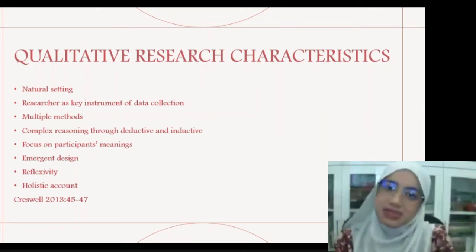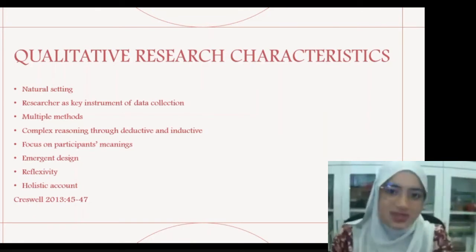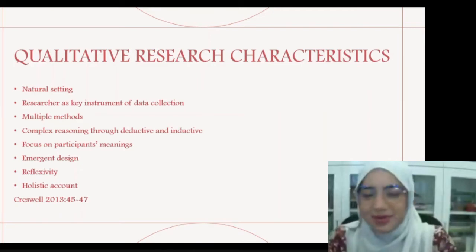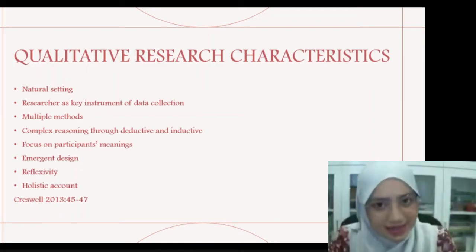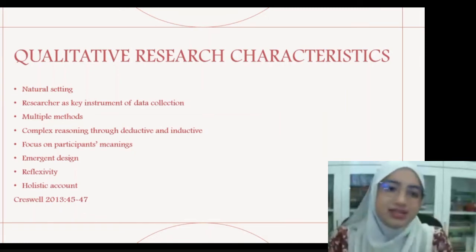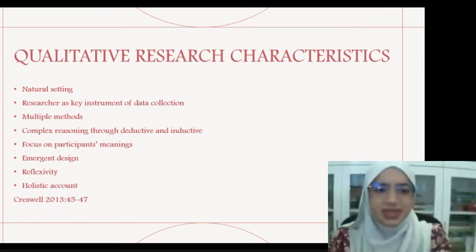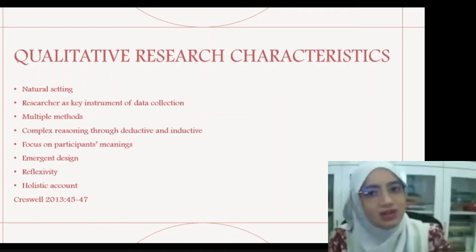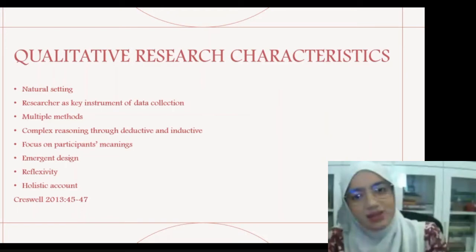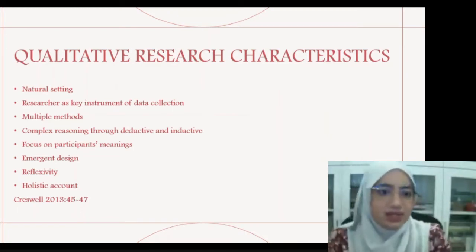It uses multiple methods. Who says qualitative is just about interviews? We have a lot more. We have observations. We have document content analysis as well. That is qualitative content analysis. We also have interviews, of course, and a lot more things that you can do in qualitative research. And you cannot just focus on one thing. You also have to look at it from other perspectives or other evidence as well.